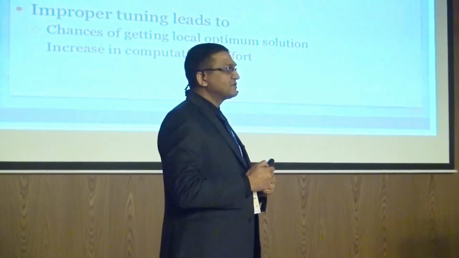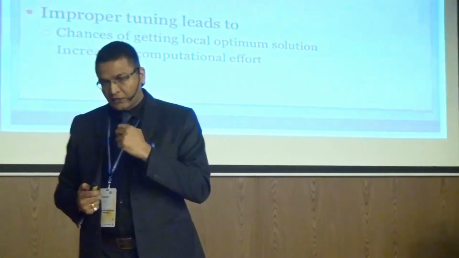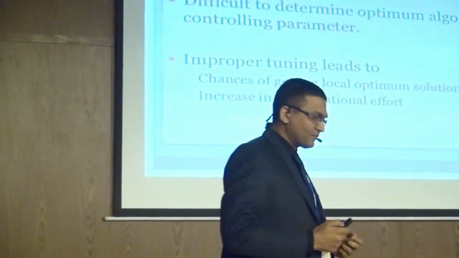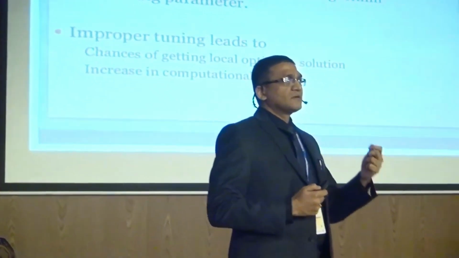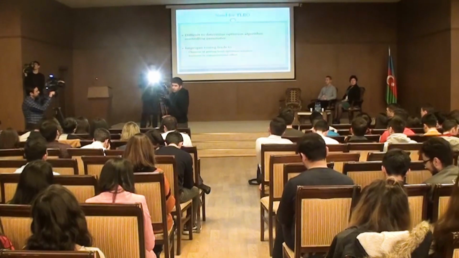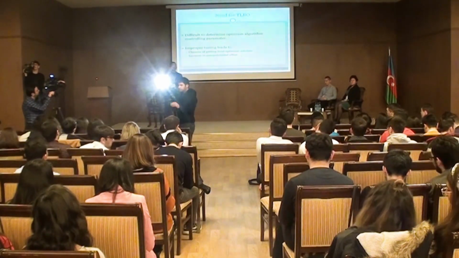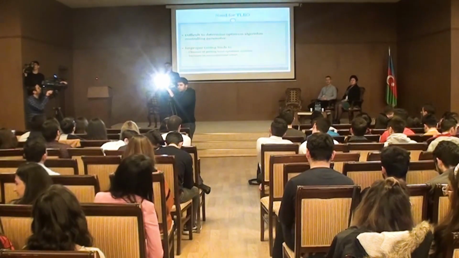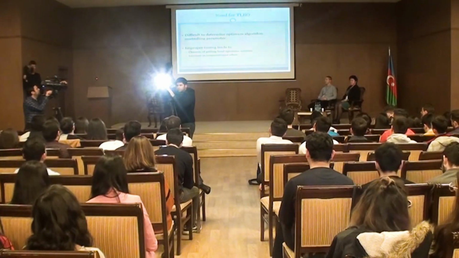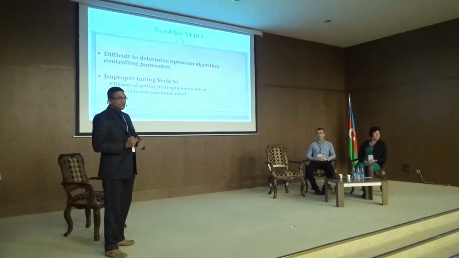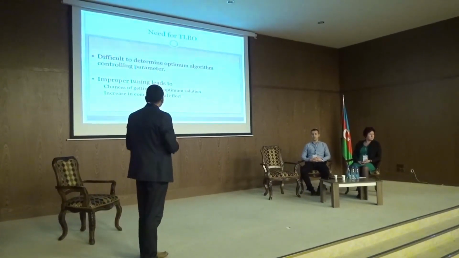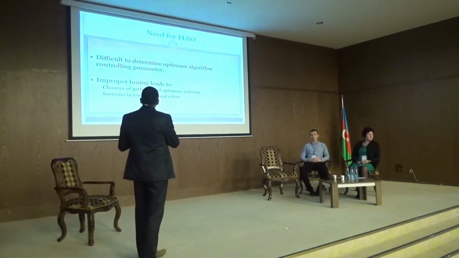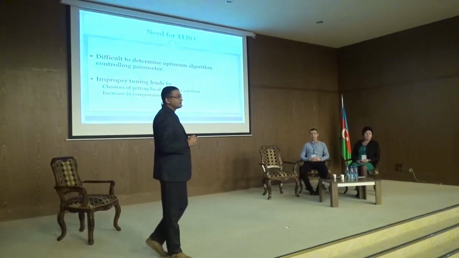Along with the common controlling parameters, they also need some algorithm-specific parameters. So if you talk about any of these algorithms, they always need some algorithm-specific parameters. The main challenge of using these population-based algorithms is that you need to do proper tuning of these parameters, because it affects the performance of the algorithm. If we are not able to tune these parameters, then we may get stuck in local optima. There is also a chance that your computational effort may increase.